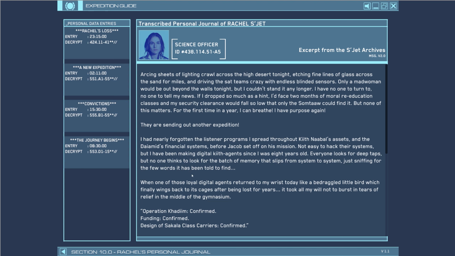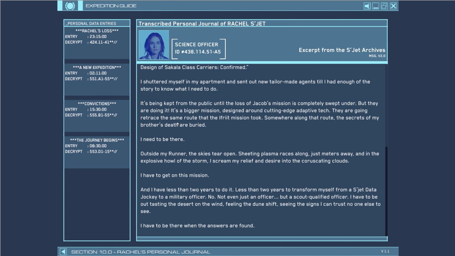When one of those loyal digital agents returned to my wrist today like a bedraggled little bird which finally wings back to its cage after being lost for years, it took all my will not to burst into tears of relief in the middle of the gymnasium. Operation Kadim confirmed, funding confirmed, design of Sakala-class carriers confirmed. I shuttered myself in my apartment and set out new tailor-made agents till I had enough of the story to know what I need to know, what I need to do.